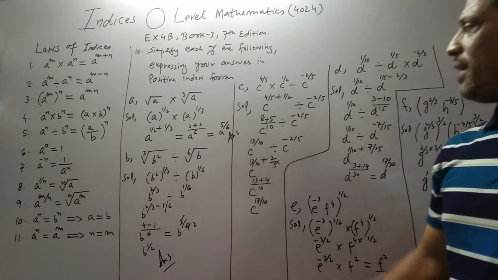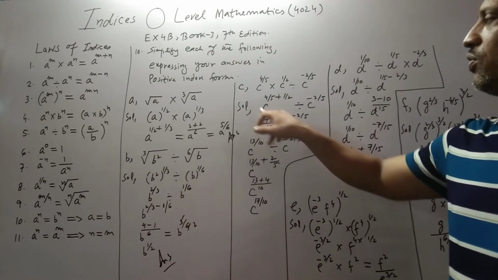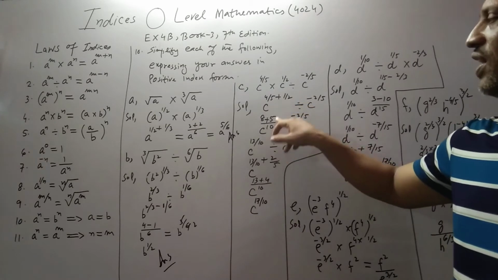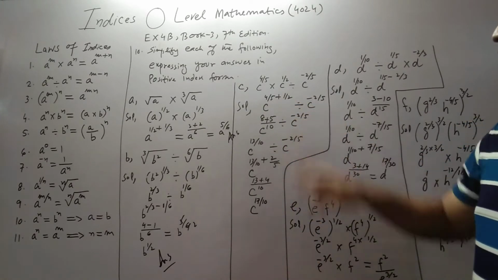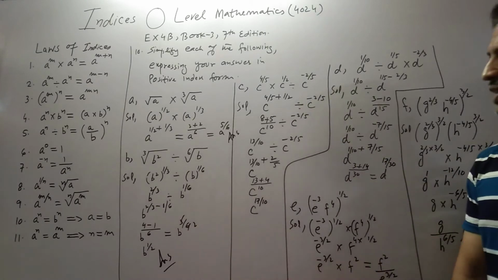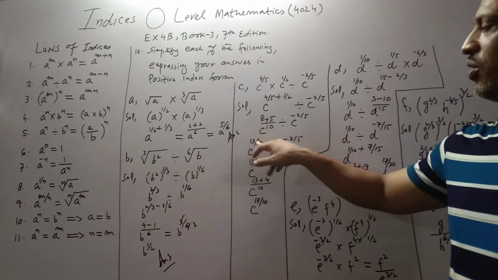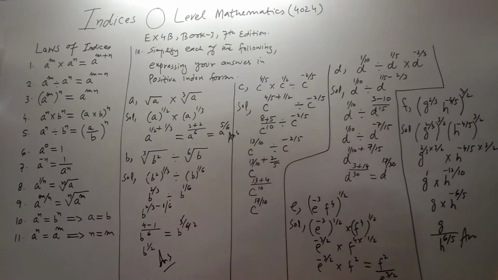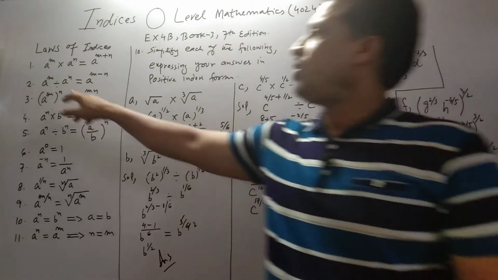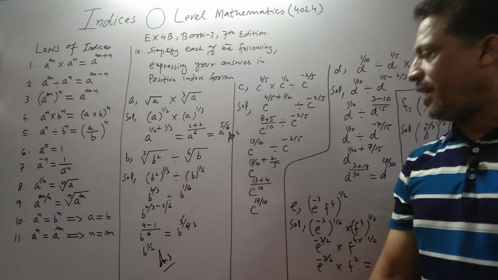By taking LCM. The LCM of 5 and 2 is 10. So 5 times 2 is 10, 2 times 4 is 8; 2 times 5 is 10, 5 times 1 is 5. The division remains same, and c to the power minus 2 upon 5 remains same. 8 plus 5, c to the power 13 upon 10 divided by c to the power minus 2 upon 5. Now apply the second law. Second law is a to the power m divided by a to the power n is equal to a to the power m minus n.